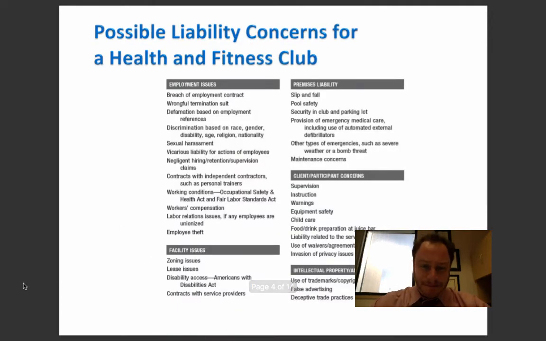So, for example, in terms of the risk audit, the textbook gives an example of a health club who is trying to identify and create a policy that deals with various risks through the risk audit. So here we've got employment issues, we've got premise liability, facility issues, client concerns, intellectual property.